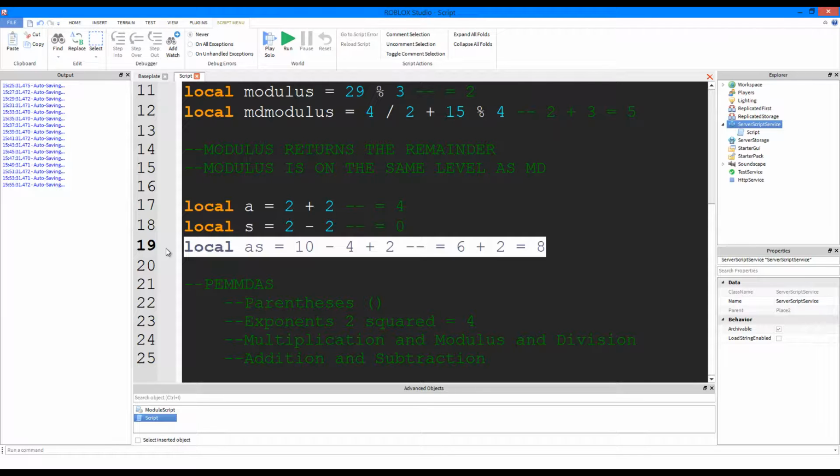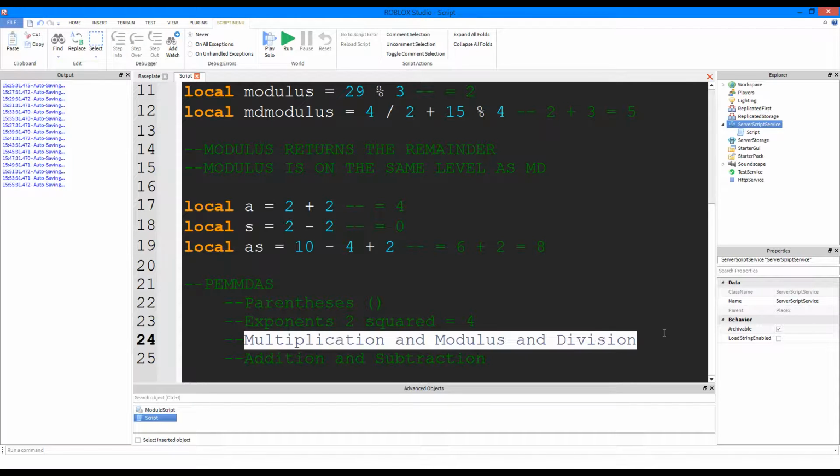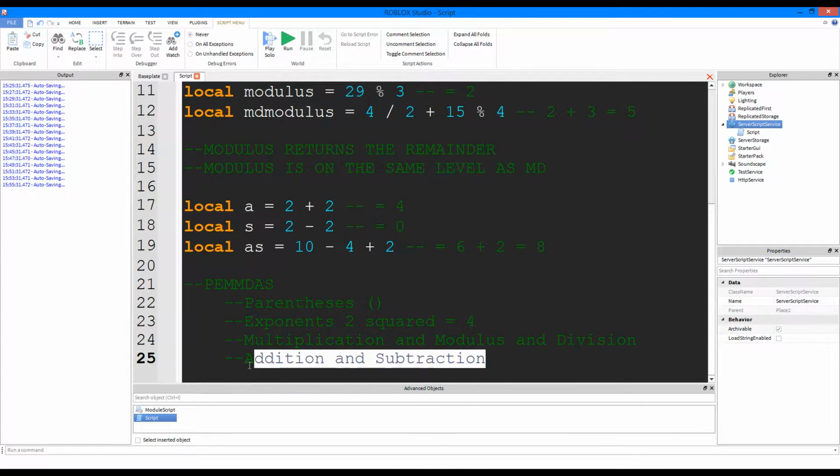But you have to remember PEMDAS, because that is how math works, especially in computers. Computers are stupid. They will do exactly what you tell them to do and nothing else and nothing more and nothing less. So you have to make sure your order of operations is correct. PEMDAS. Parentheses, exponents, multiplication and modulus and division, addition and subtraction.